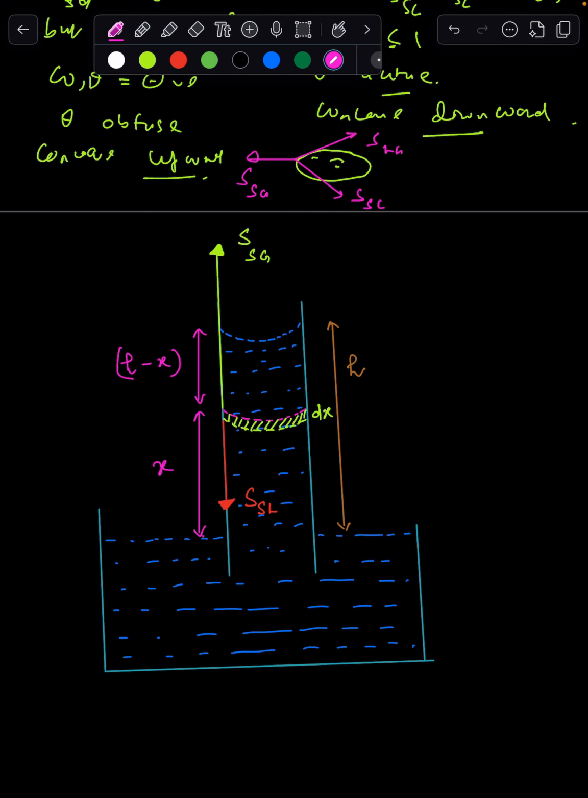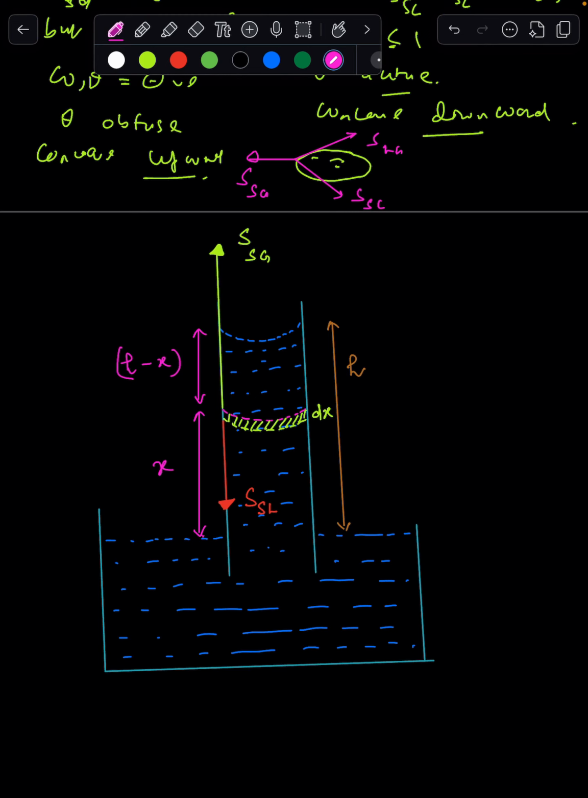Work done by interfacial tensions is equal to, what can I write? We can write S_sg minus S_sl. Since it is going up, surface tension into the length will be equal to how much? 2 pi r. So this is going to be the force value into how much height it climbs, H, right? So this is the work done by the interfacial tensions.